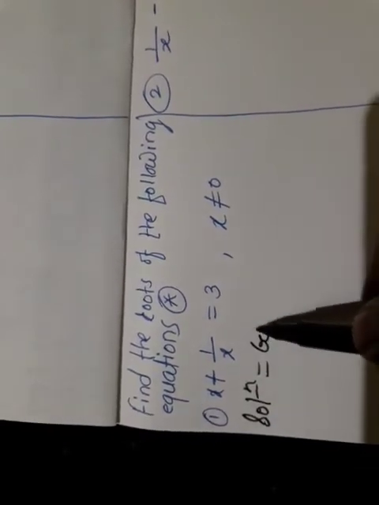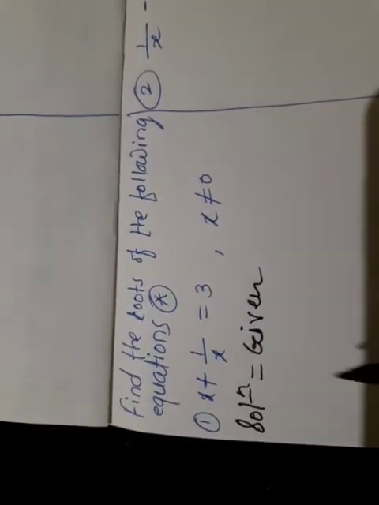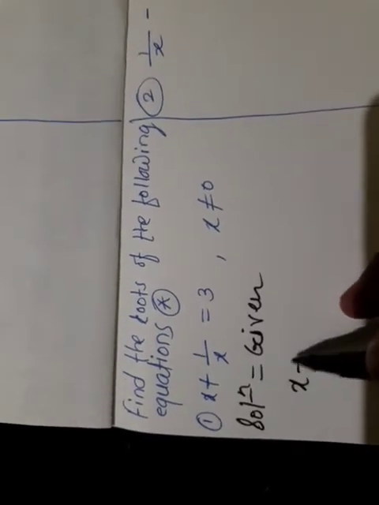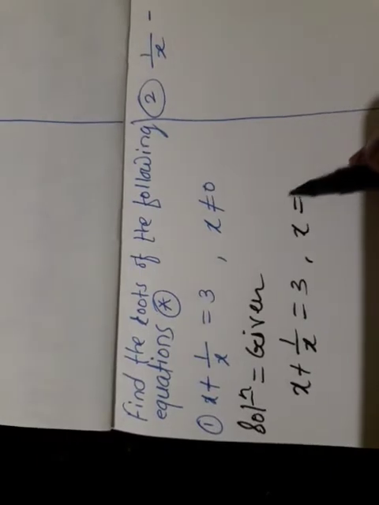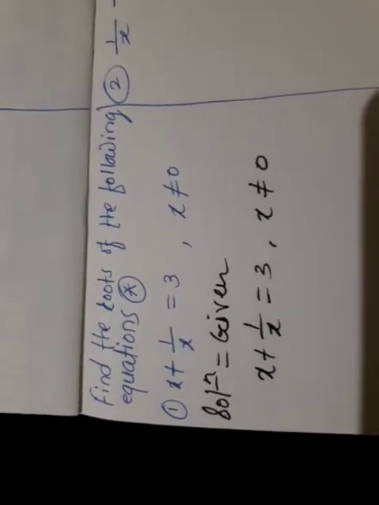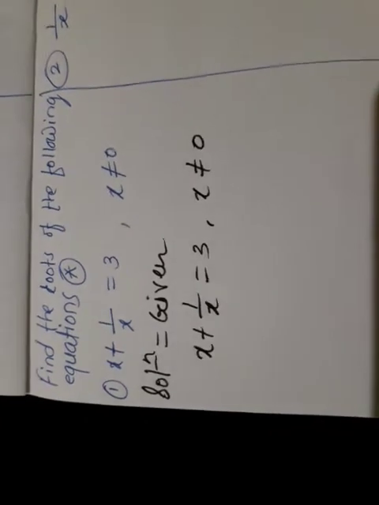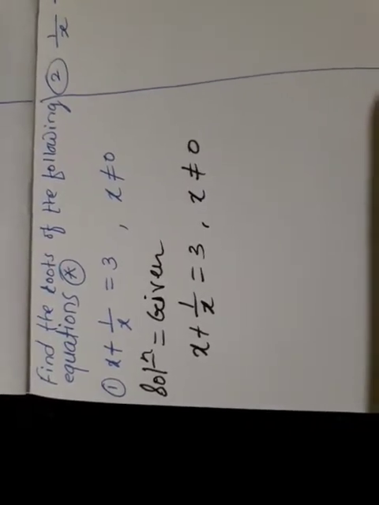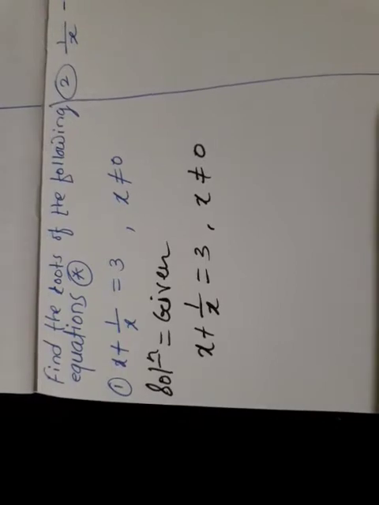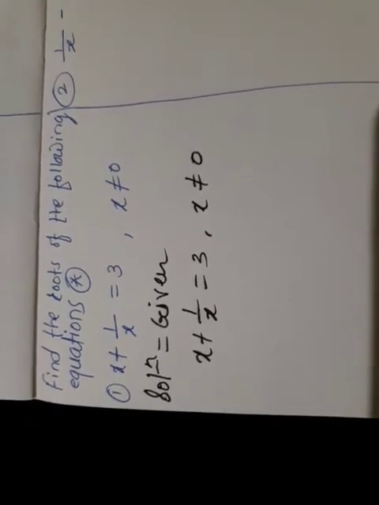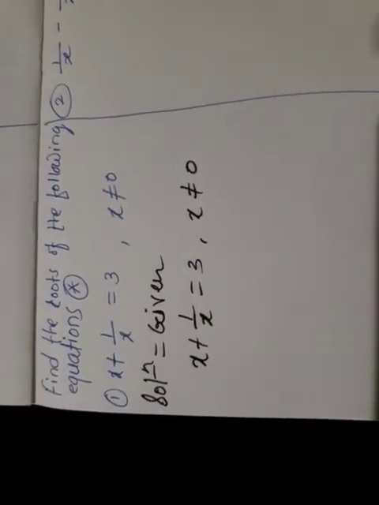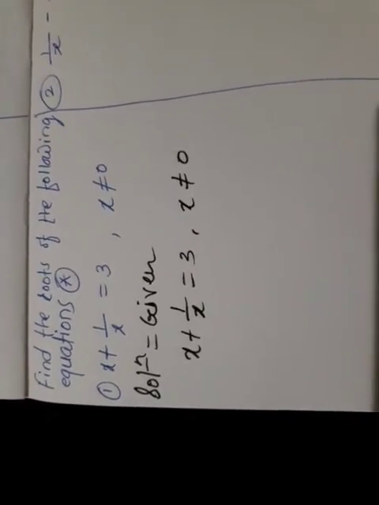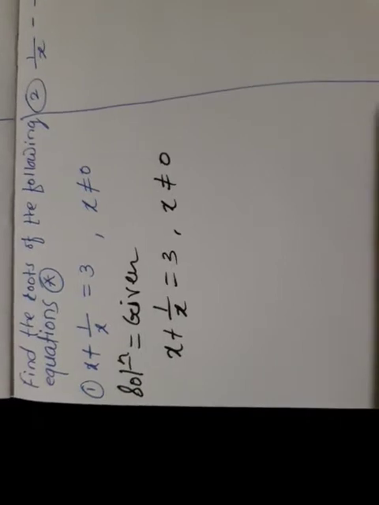Solution. What is given? Observe here: x plus 1 upon x is equal to 3. And the very important thing is that the condition is given, x is not equal to 0. Okay, x is not equal to 0. As I told you before, we have to convert the given equation into the form of a quadratic equation, because a quadratic equation is not given here, and after converting it, we have to solve by using any method. Then how to convert this?